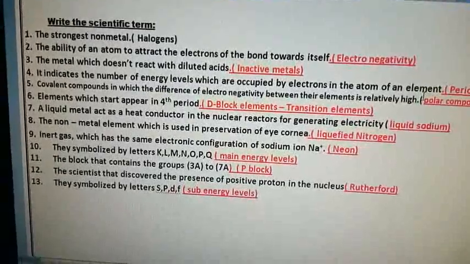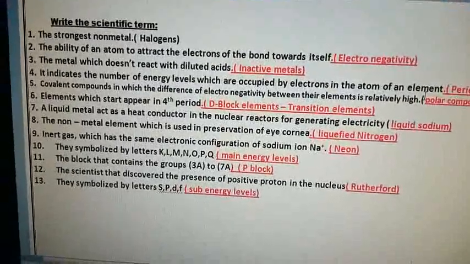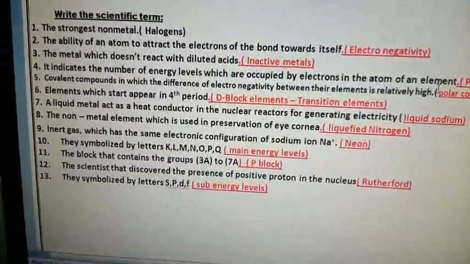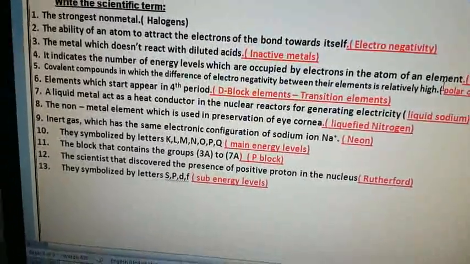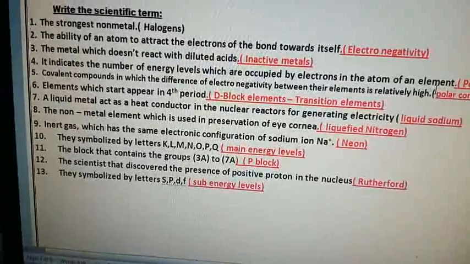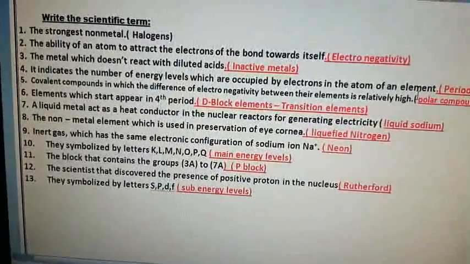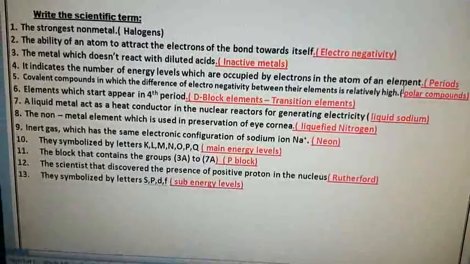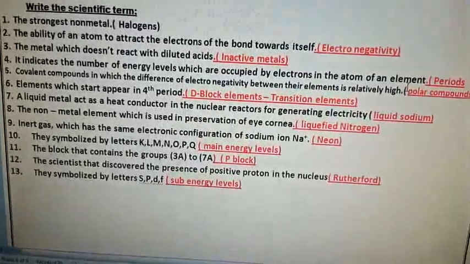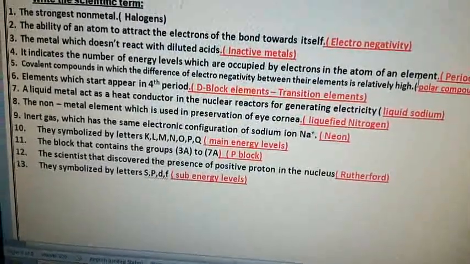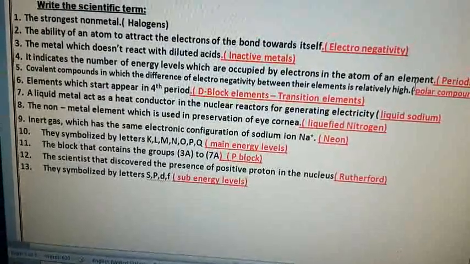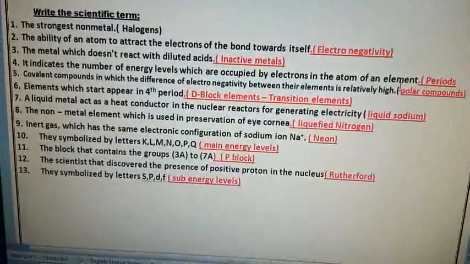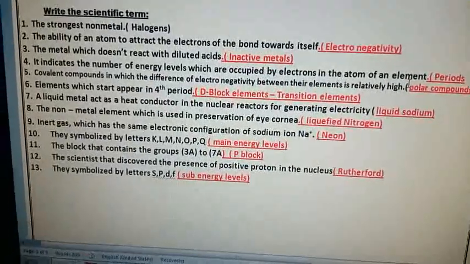Number 3, the metal which don't react with diluted acid are inactive metals. Number 4, it indicates the number of energy levels which are occupied by electron in the atom of an element, yes, the period number. Number 5, covalent compound in which the difference of electronegativity between their elements is relatively high, they are known as polar compounds.